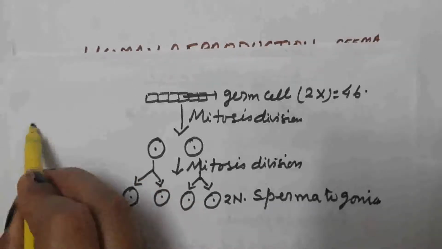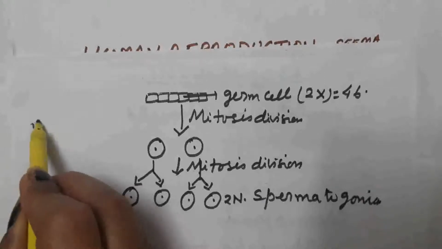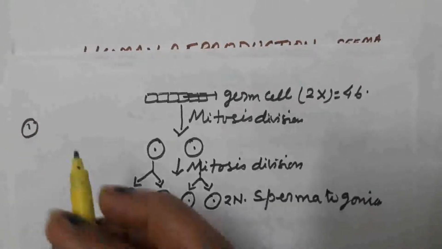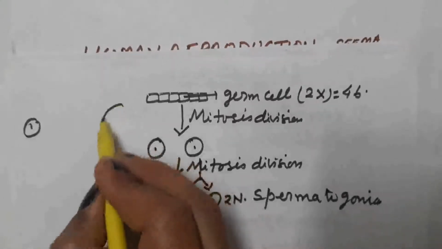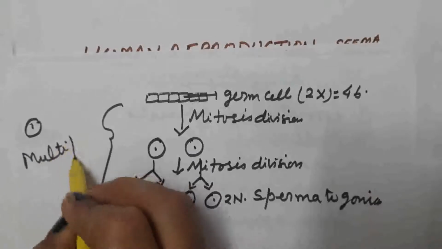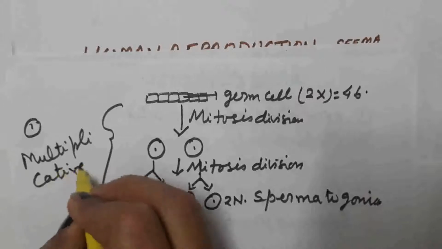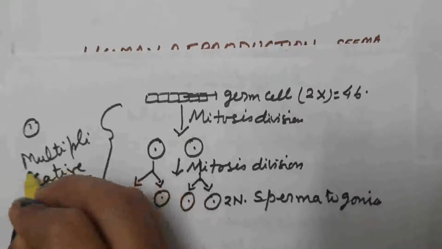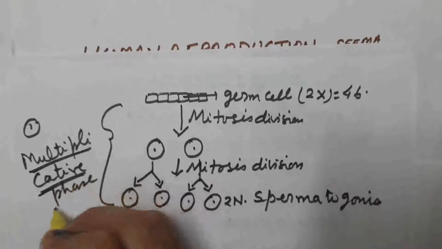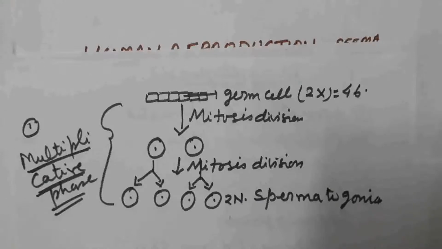This is the first phase in the case of spermatogenesis, that is the multiplicative phase, where mitosis division takes place in germ cells, which leads to the formation of spermatogonia. Now the second phase started, that is known as the growth phase.